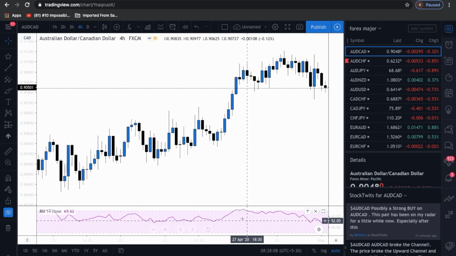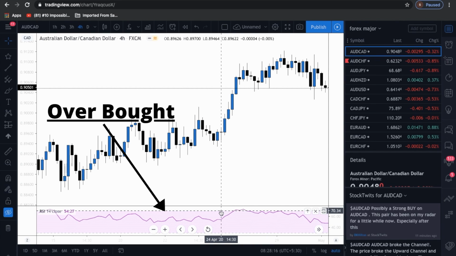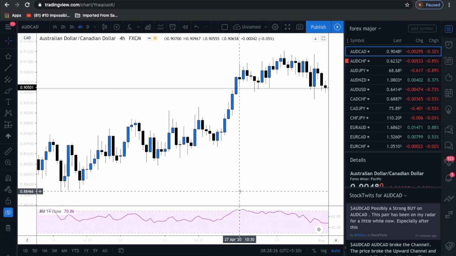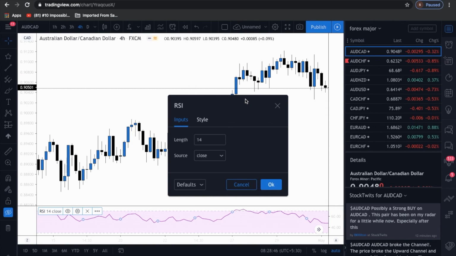So this is the RSI indicator, and these two lines over here are the two extreme levels. This is the overbought level and this line is the oversold level. The settings of the RSI can be changed according to our needs. When we go to the settings of the RSI, in the input section you will see the length and the source. The length means the period which you are using.